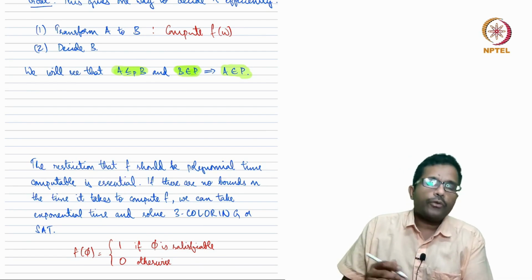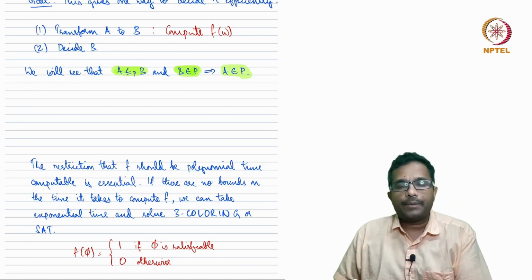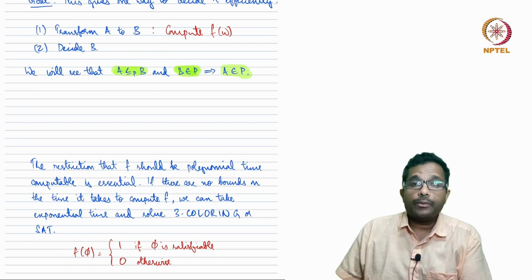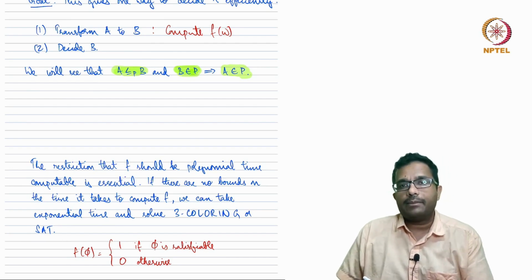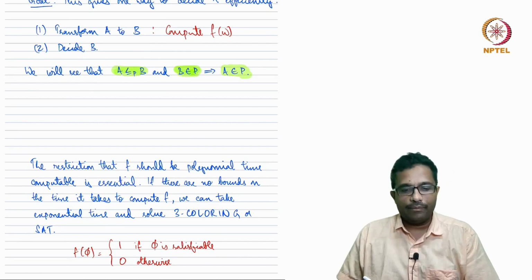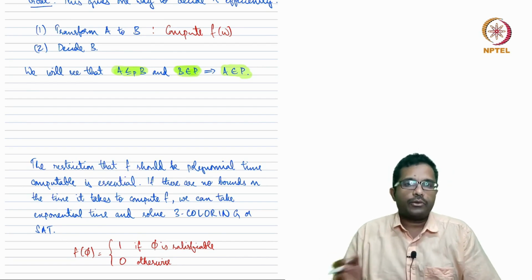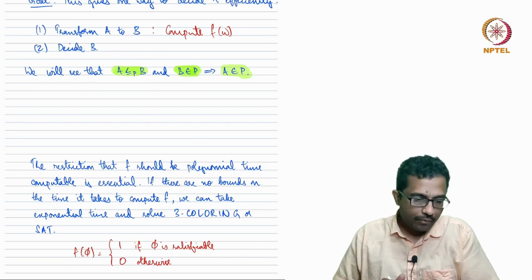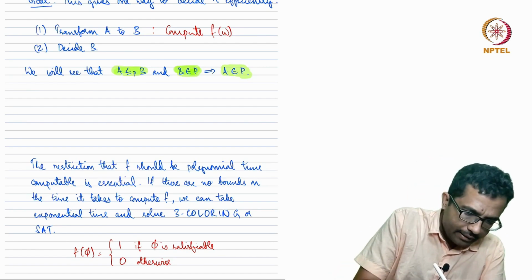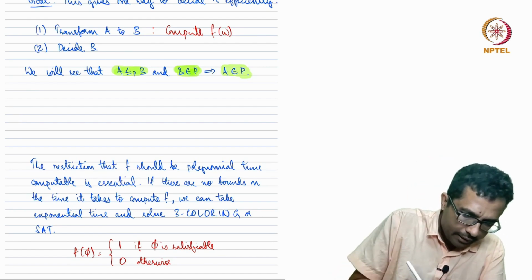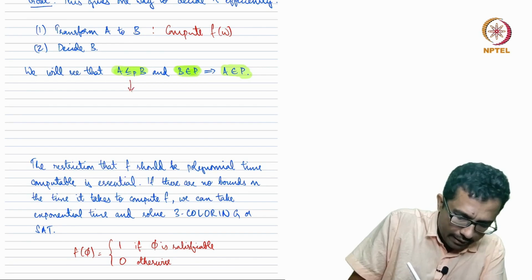If you recall, we had this statement in chapter 5 that suppose A is mapping reducible to B and B is decidable, this implies A is decidable. This is something analogous to that. And the point that I want to make is that this restriction is important.